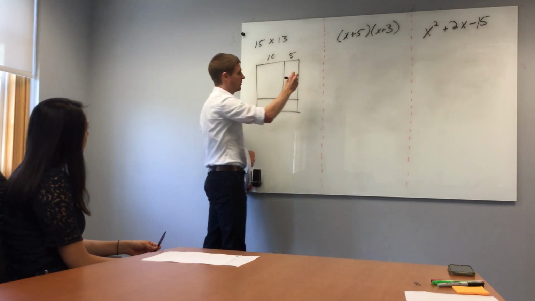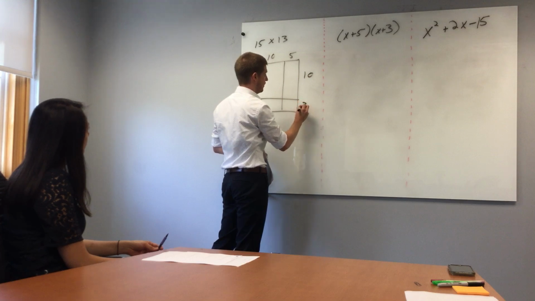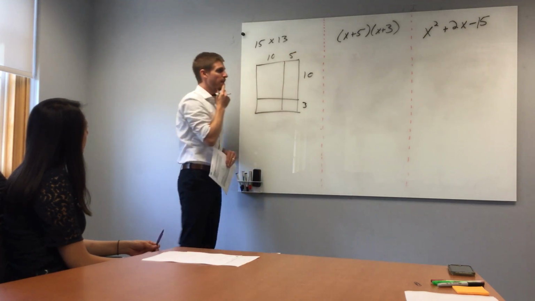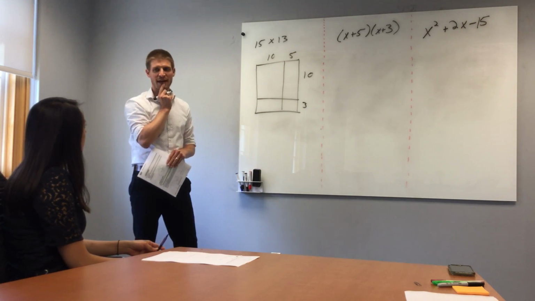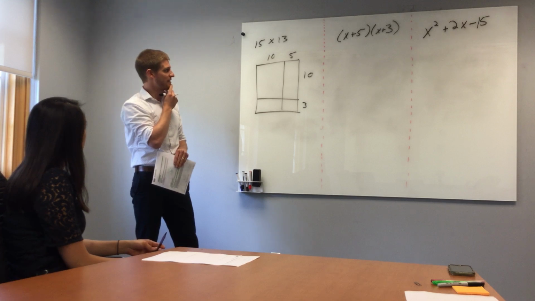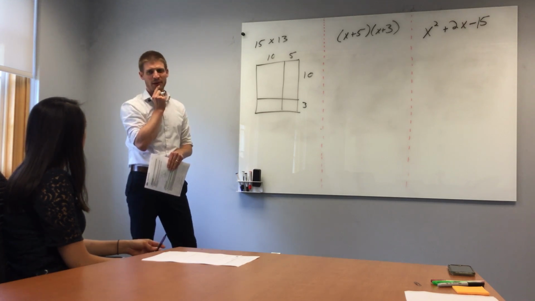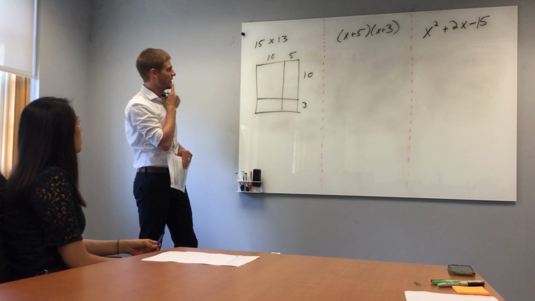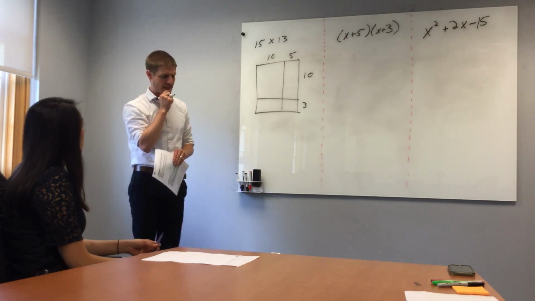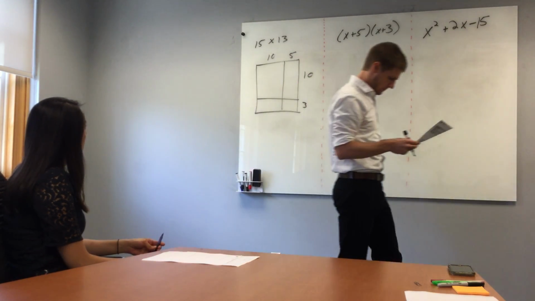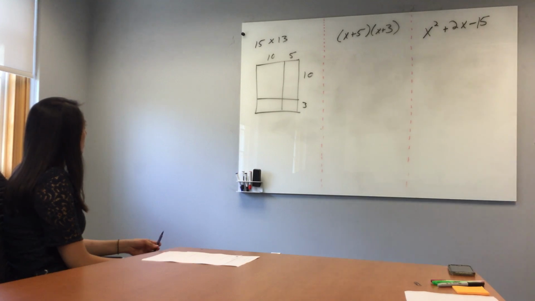Notice as I draw. Why did I draw that model the way that I did? Take a few minutes in your brain and think, why would I draw that model the way that I did to multiply 15 times 13? Just take a minute to think. When you're ready, feel free to share. What do you think?